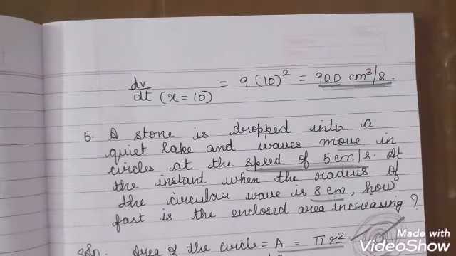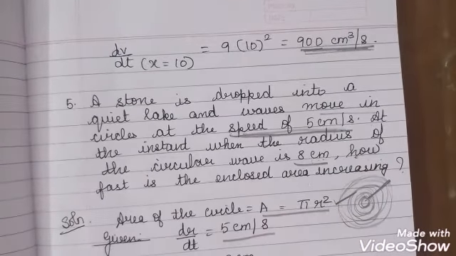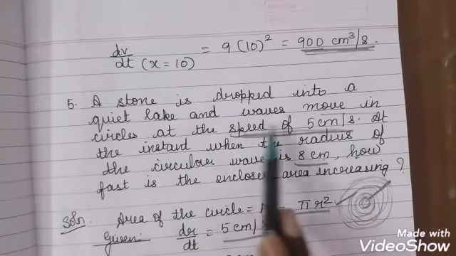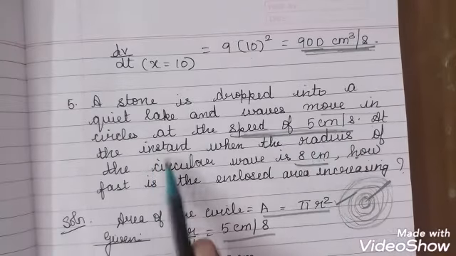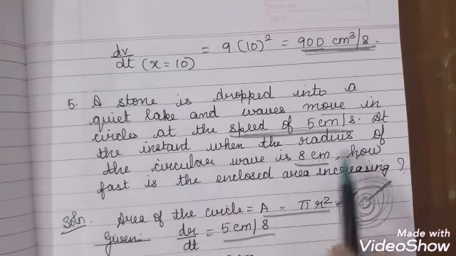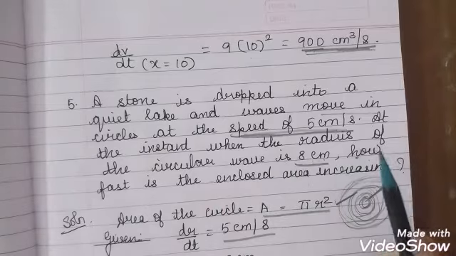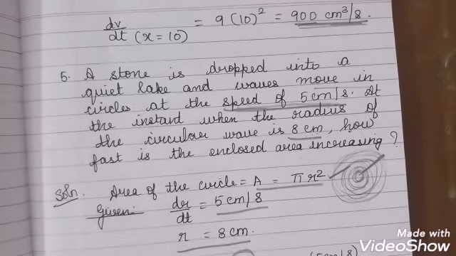Got it? Yes. Now we'll go over to the next question here. A stone is dropped into a quiet lake and waves move in circles at the speed of 5 centimeter per second. At the instant when the radius of the circular wave is 8 centimeter, how fast is the enclosed area increasing? This is what you'll have to find out.